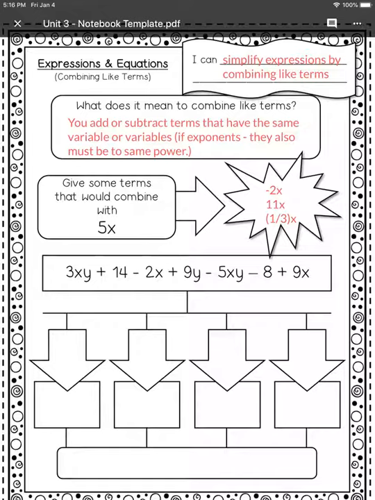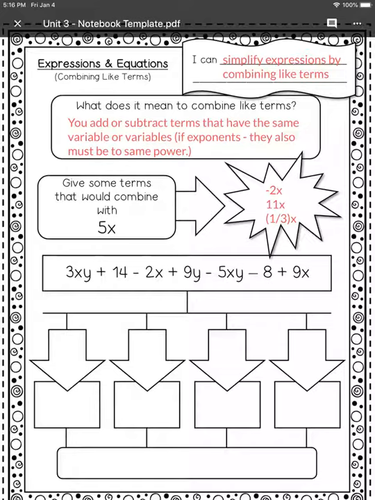I wrote down some examples that would be like terms that I would be able to combine 5x with. I wrote down negative 2x, positive 11x, and 1/3 times x. Now let's look at the expression. There are 1, 2, 3, 4, 5, 6, 7 terms. We're going to look at the like terms.